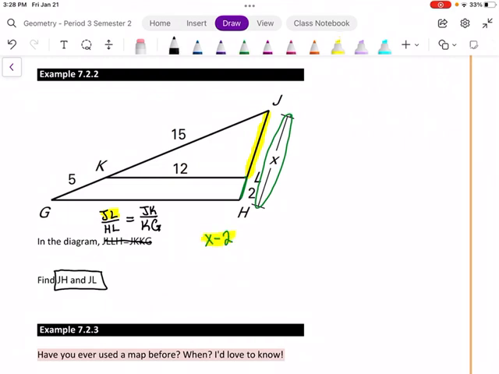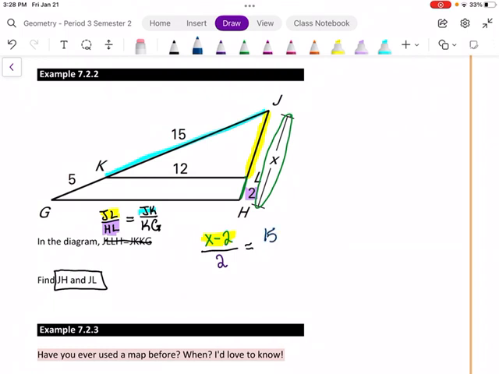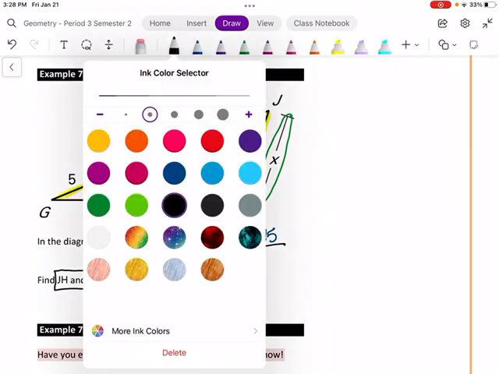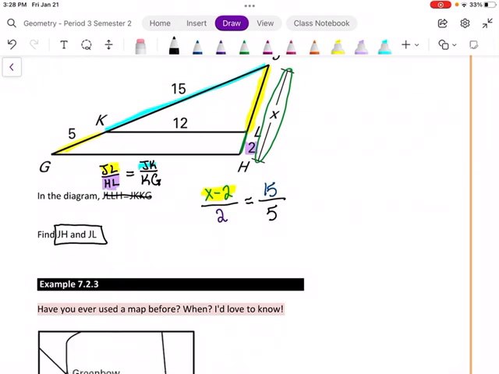Then we're going to put this over the length of HL, which they give us is 2. And then that is equal to the length of JK of 15 over the length of KG, which is 5. So once we have our proportions set up, we can cross multiply to solve for our variable.